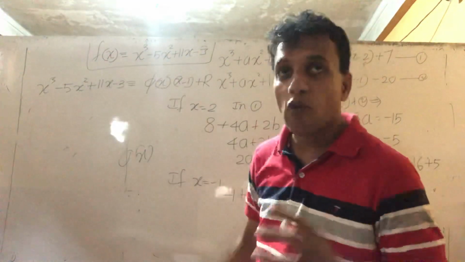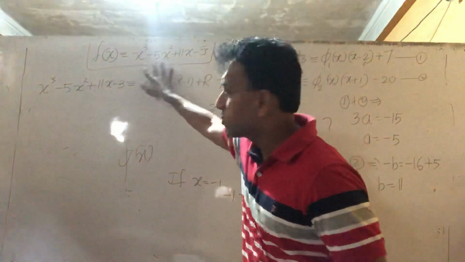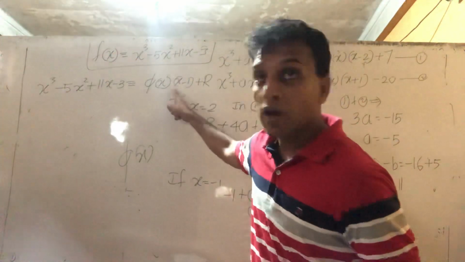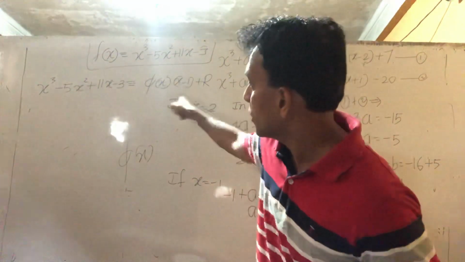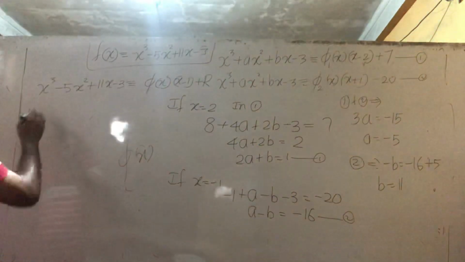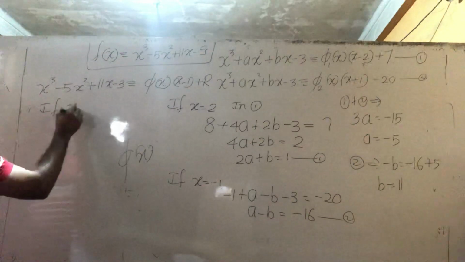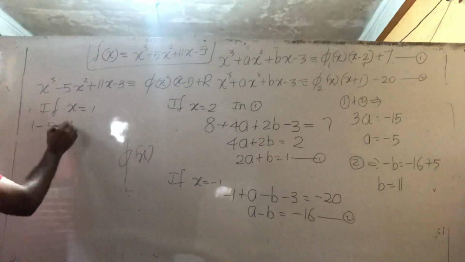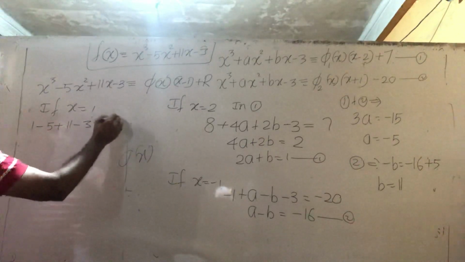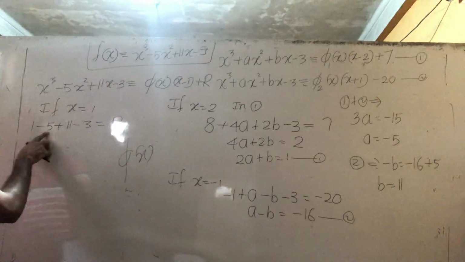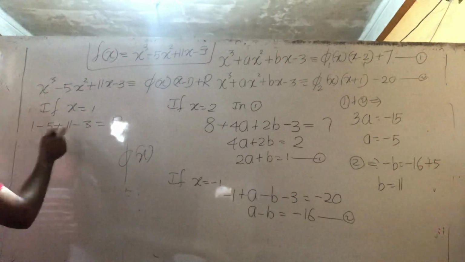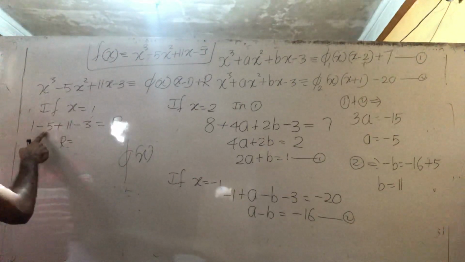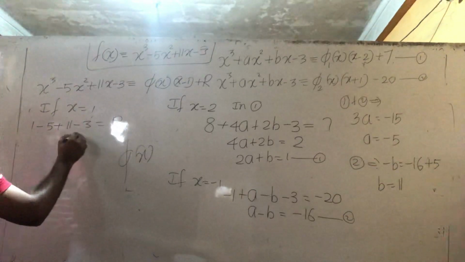Now we find the r value. The idea is to make this part 0. We don't know what the 5x is, that's a symbolic part only, right? So here put x equal to 1: 1 minus 1 is 0, everything 0. You can find r. So if x is 1, what is that? 1 minus 5 plus 11 minus 3 is r. 1 minus 5 is minus 4, plus 11 is 7, minus 3, so r is 4.